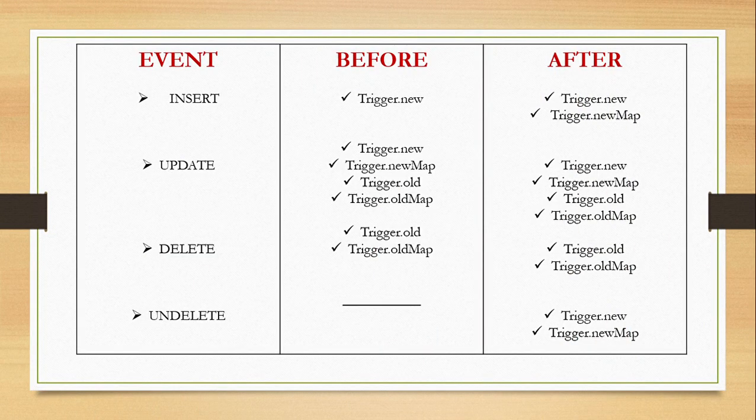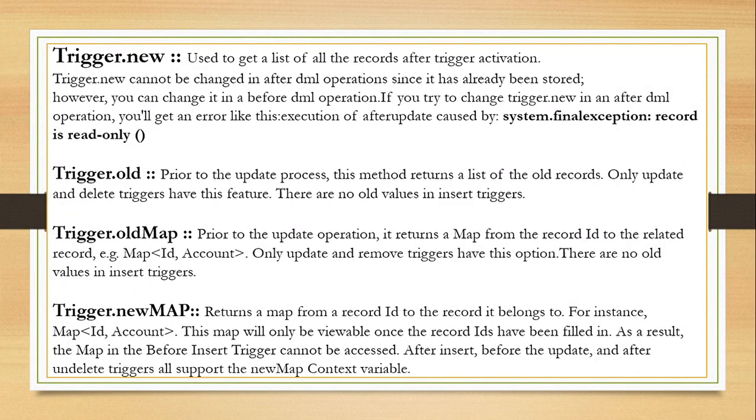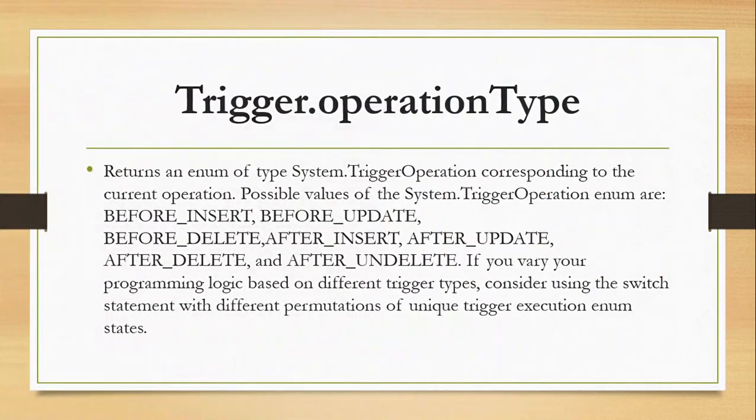Here the events are before and after, that is insert, update, delete, and undelete. What are the operations? We have Trigger.new and Trigger.newMap in the after context. You can set it like this. Here is the definition of Trigger.new, Trigger.oldMap, and Trigger.newMap, and Trigger.operationType.